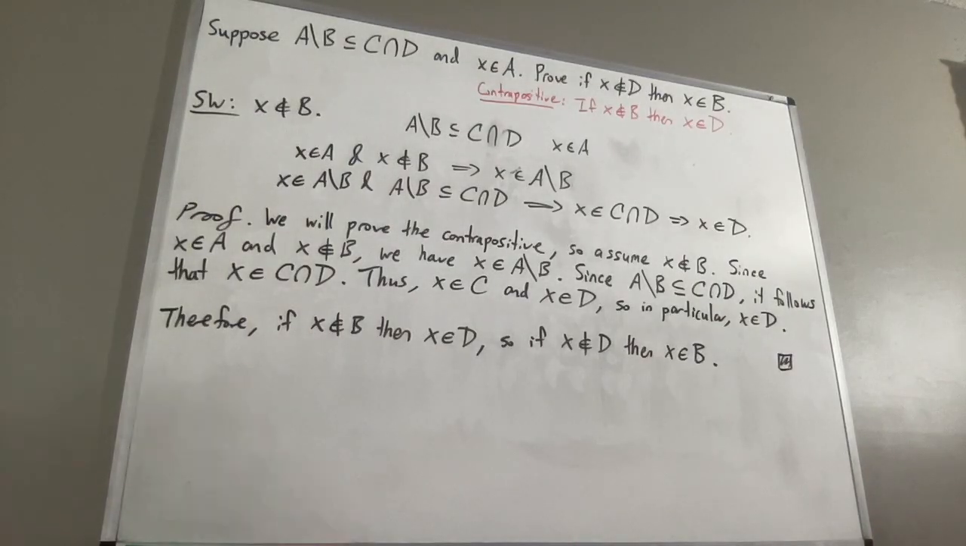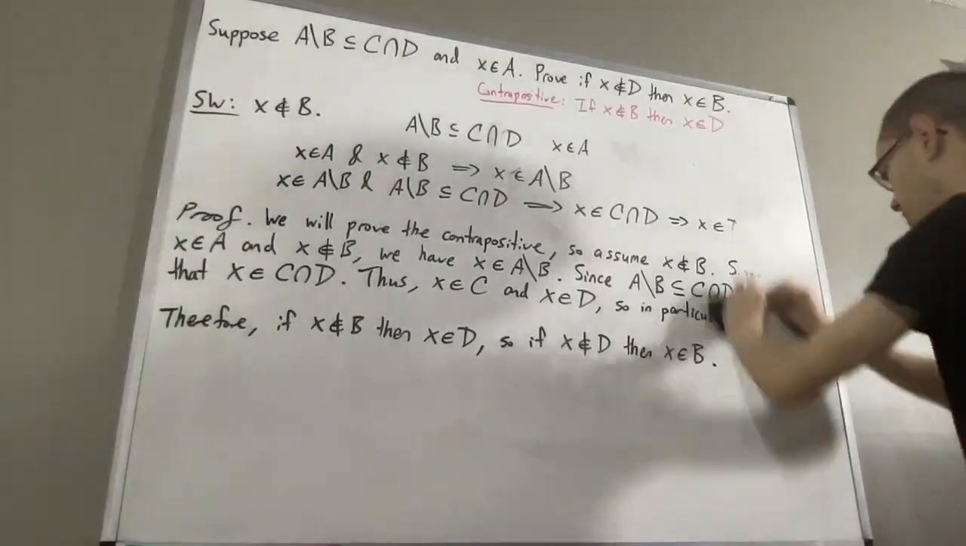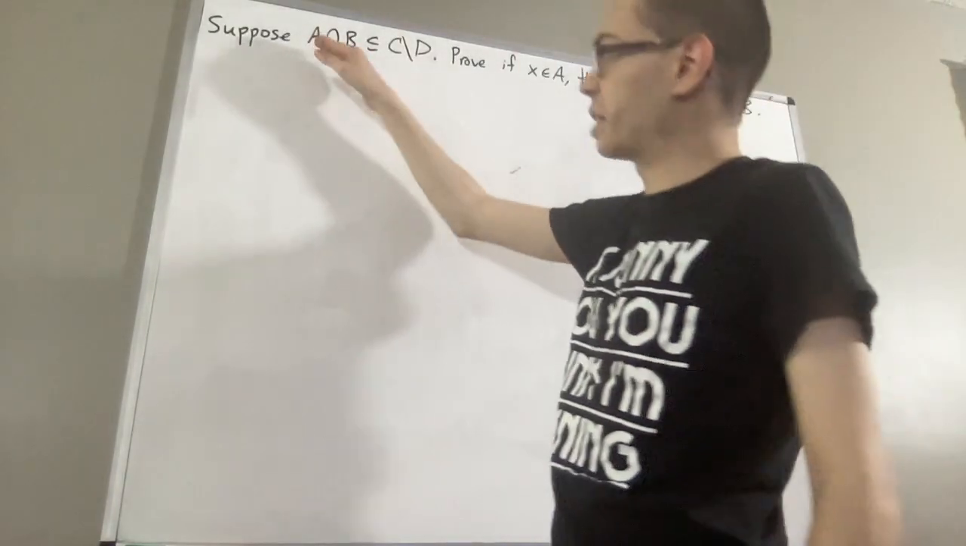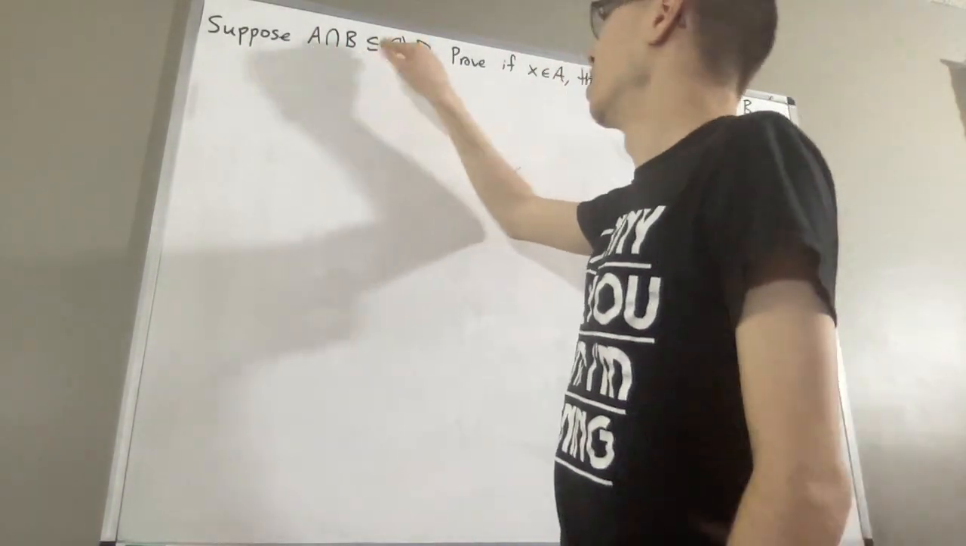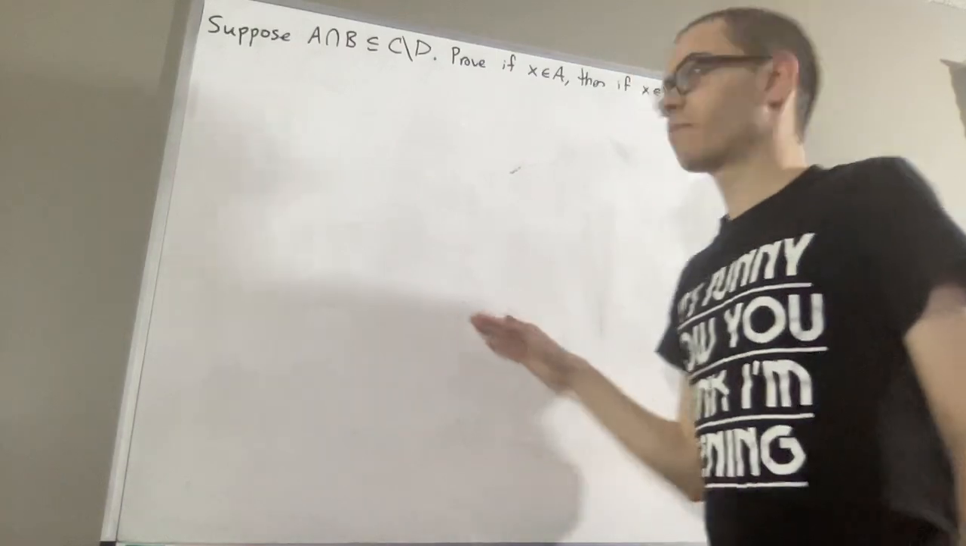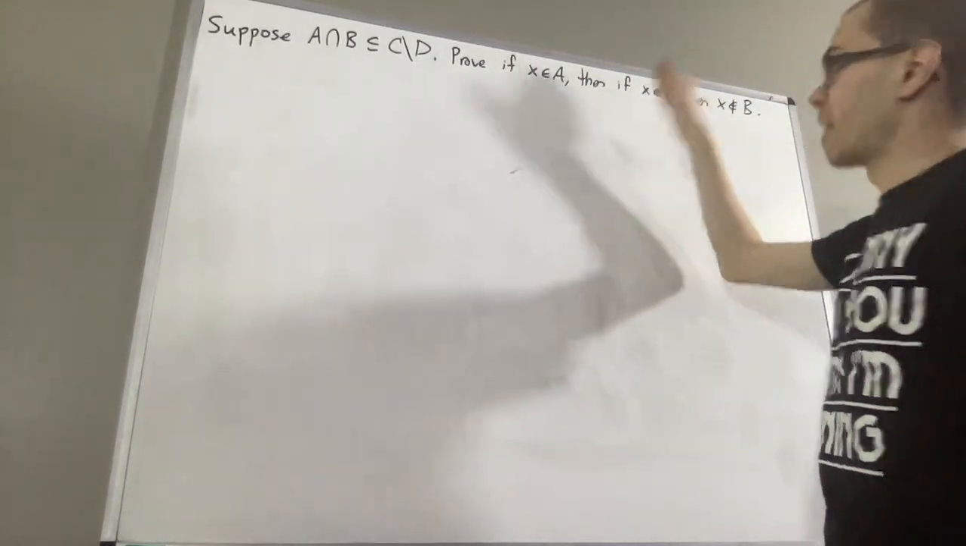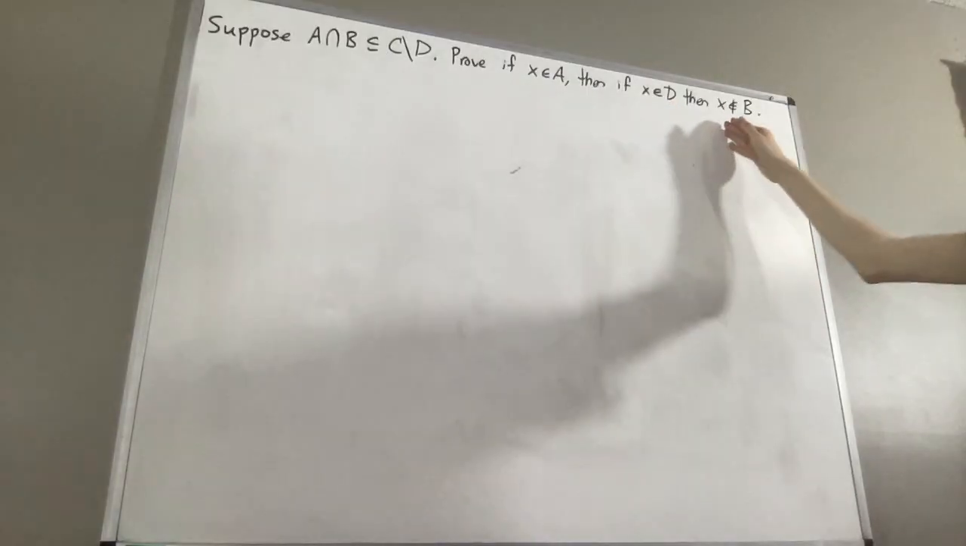So now, let's look at another example. Suppose the intersection of A and B is a subset of C set minus D. Prove if X is an element of A, then if X is an element of D, then X is not an element of B.